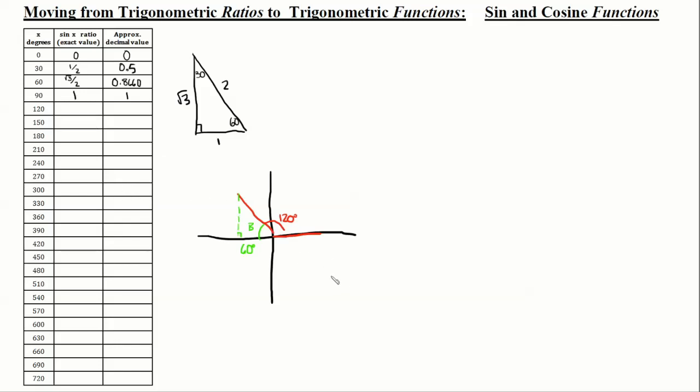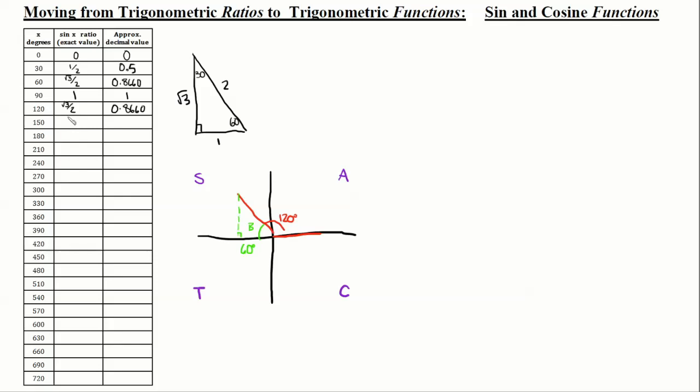The other important thing to keep in mind is we have to think of the value is sine x positive or negative. So that we use our CAST rule. So remember, quadrant 4 cosine is positive, quadrant 1 all ratios are positive, quadrant 2 sine is positive, and quadrant 3 tangent is positive. Okay, so because we're in quadrant 2, sine is positive, so I know that my ratio is going to be positive root 3 over 2. Okay, and again 0.8660.